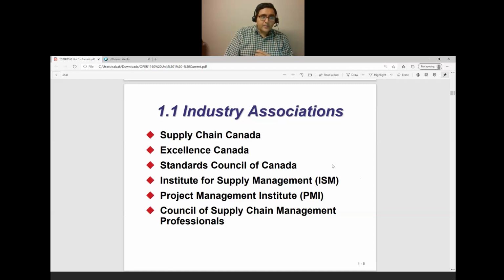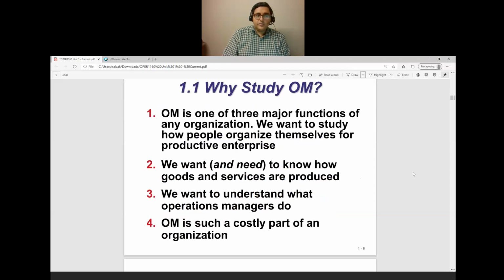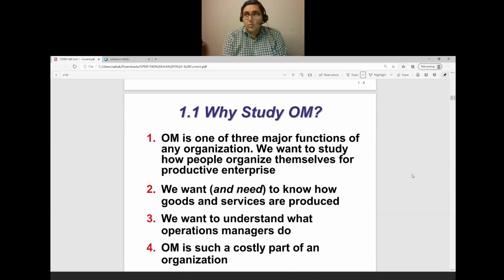Now, going forward, there are lots of industry associations which are important. Supply Chain Canada is one of the most important industry associations which helps in supply chain promotion. And PMI is the Project Management Institute. It offers various certification courses which are really valuable if you want to focus on project management and so on. So let me go forward.